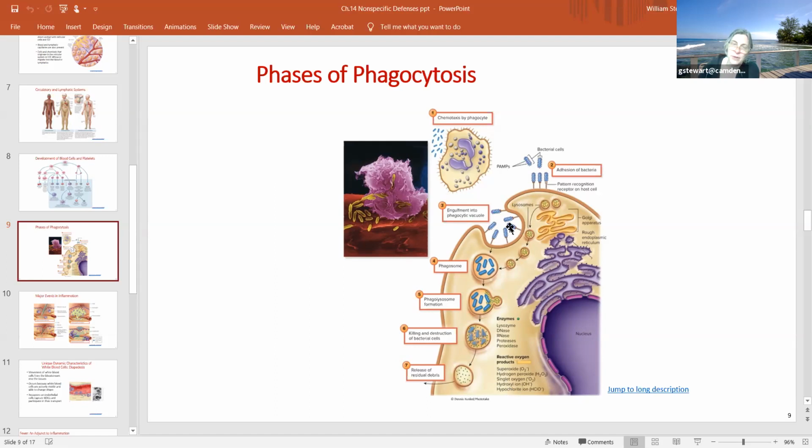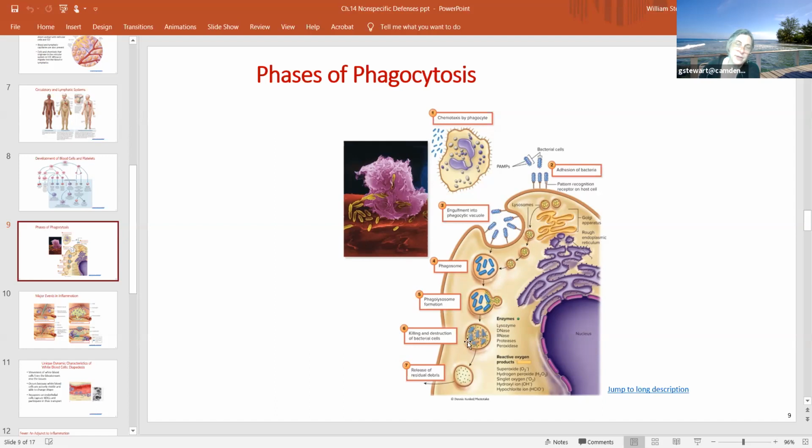Stepwise, the bacteria are engulfed by those receptors. They're put into a vesicle. That vesicle is called a phagosome, and it has particular markers on it that are going to attract lysosomes from inside the cell to merge with that phagosome. When those lysosomes merge and start releasing their enzymes, it's referred to as a phagolysosome.